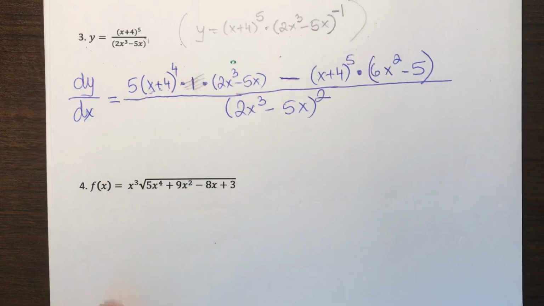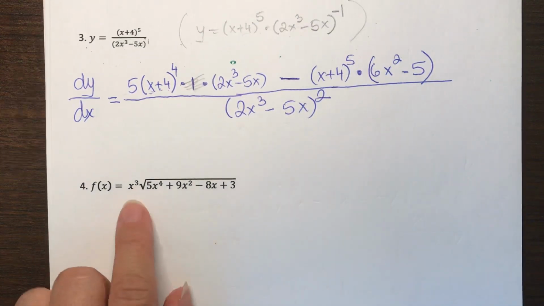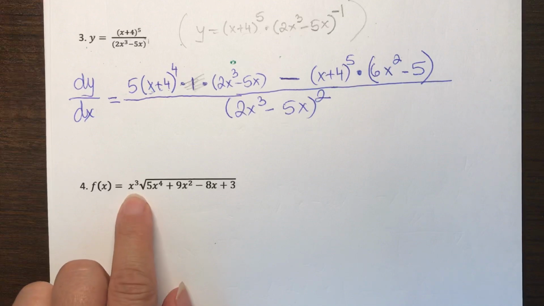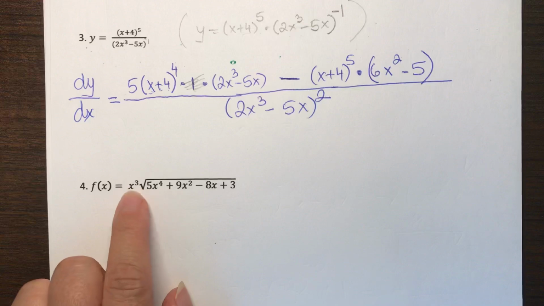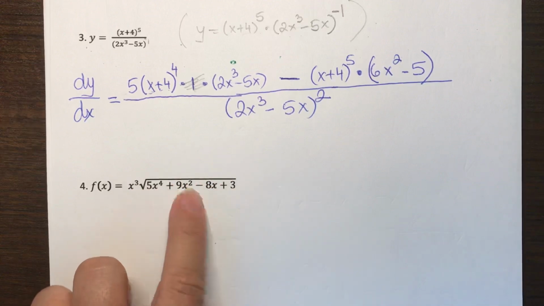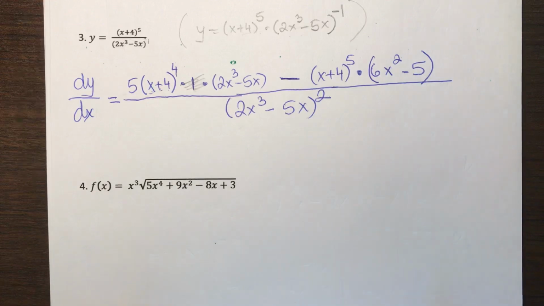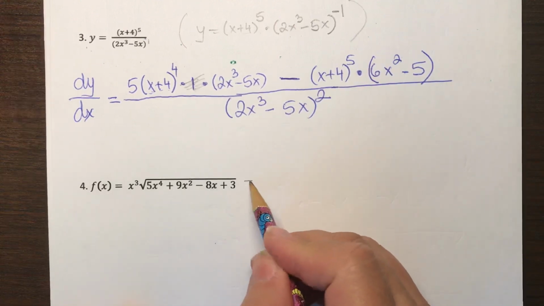All right, next one. Here is a product, okay? And we cannot avoid this product. Why? Because we can't multiply this x to the third to this radical. We could, if we bring it back inside the square root, if you promise to make it an x to the 6th power. So if algebra skills are really good, you could do that.